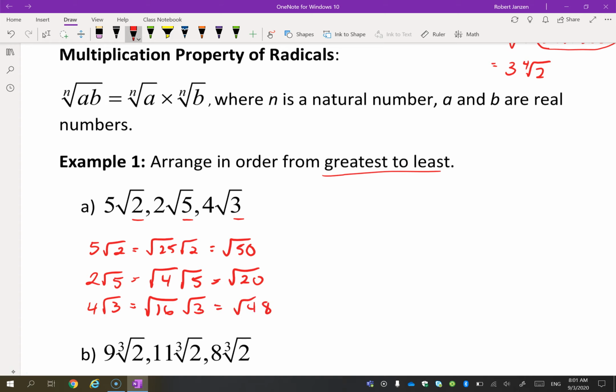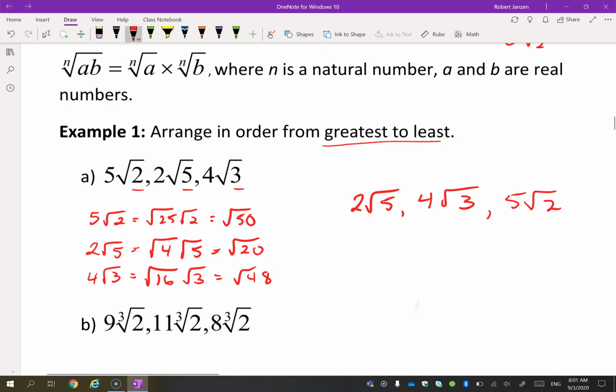So which one is the least? 2 root 5 is the least. Which one's next? 4 root 3. Which one's next? 5 root 2. If you ever have to decide which one is greatest or least, that's the number one method. That's the most common question.